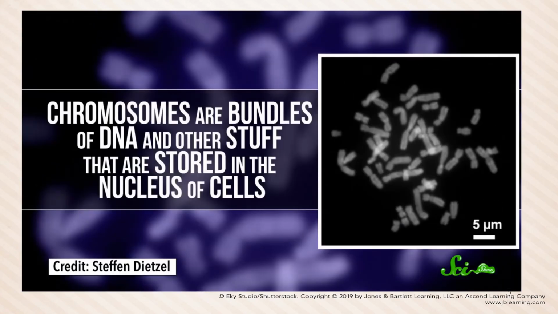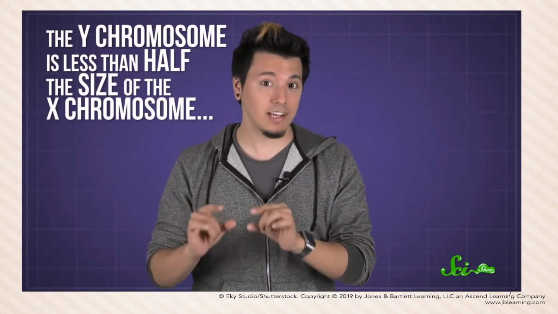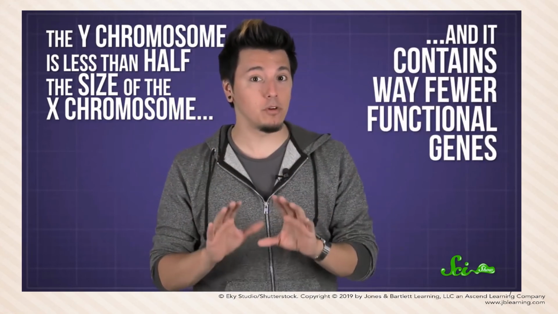Chromosomes are bundles of DNA and other stuff that are stored in the nucleus of your cells. Most people have 23 pairs of chromosomes, one set from mom and one set from dad. 22 of these pairs look the same in all humans, but the last pair is known as the sex chromosomes, X and Y. Generally, biological females have 2 X chromosomes, and biological males have 1 X and 1 Y. The Y chromosome is less than half the size of the X, and it contains way fewer functional genes. But it wasn't always this way.